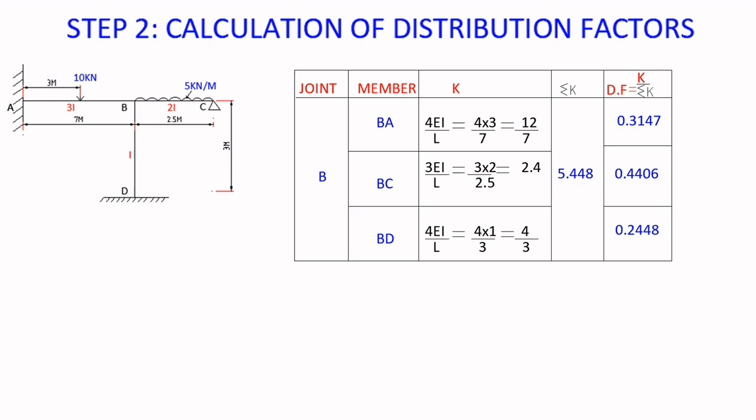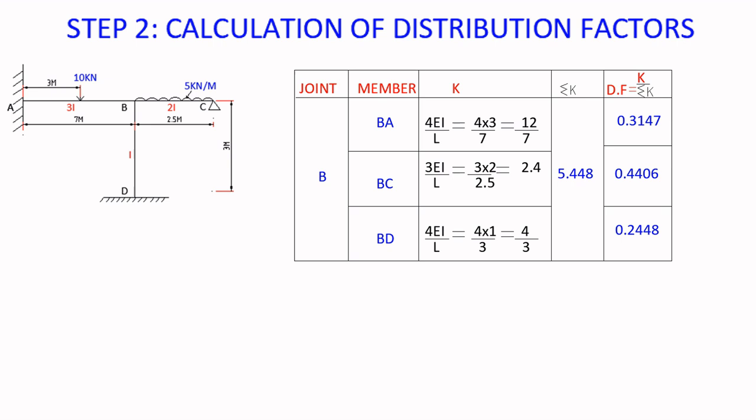For BC it is 3EI over L, because the far end is pinned. If the far end is pinned, then the stiffness factor is 3EI over L. So if you substitute the values, you get 3 times 2, that is the moment of inertia, divided by the length, which is 2.5. If you work it out, you get K is 2.4. Again for the far end D, for BD, D is fixed, so the formula is 4EI over L, so that's 4 times 1 divided by 3, and you get 4 over 3.